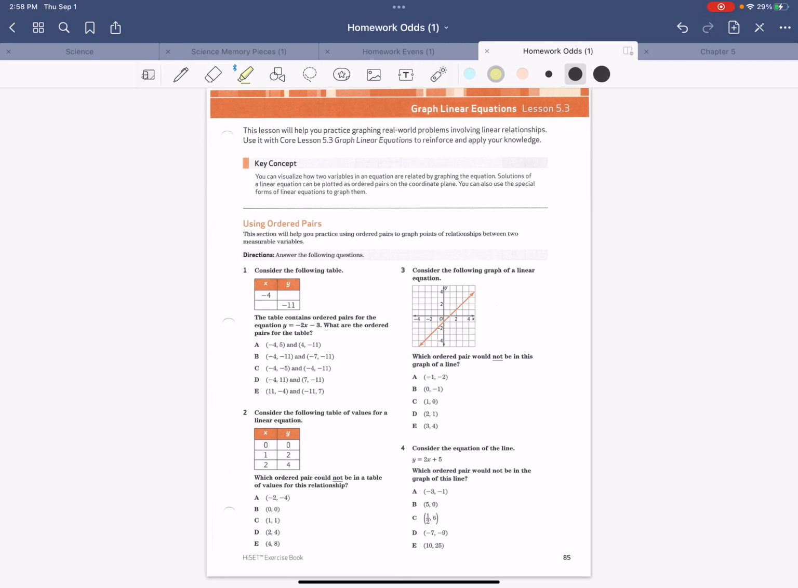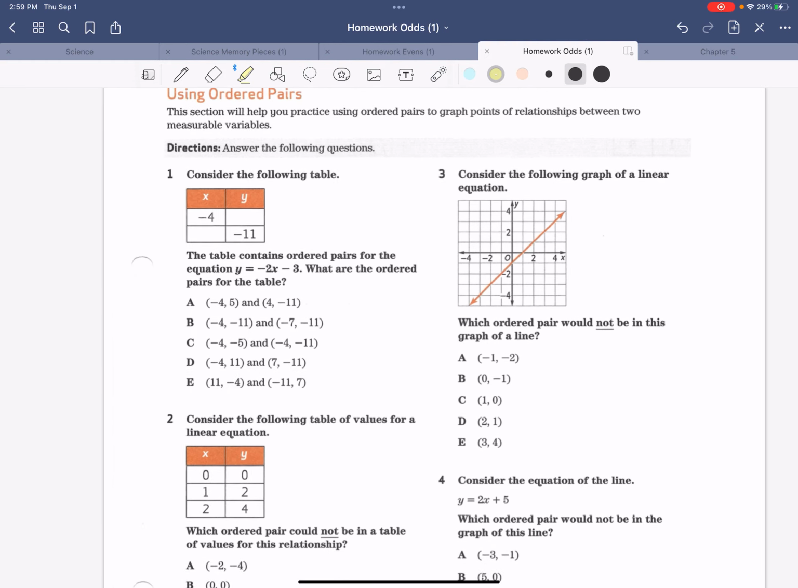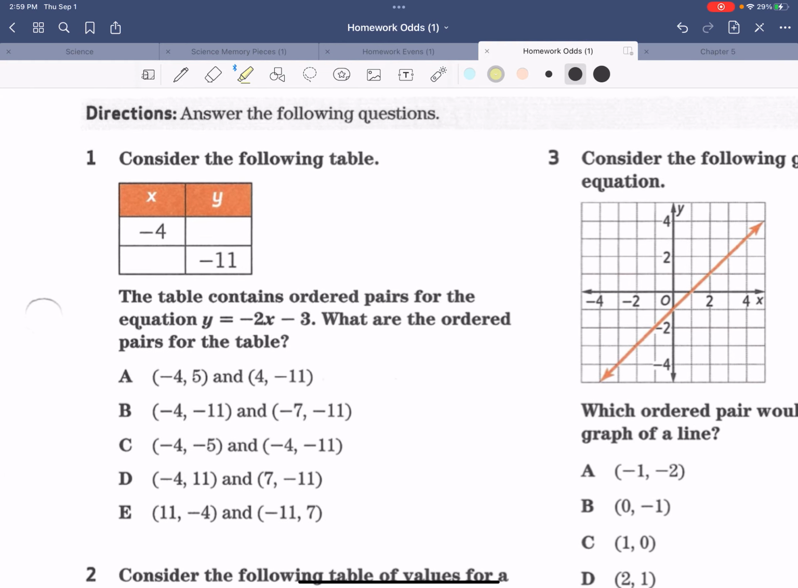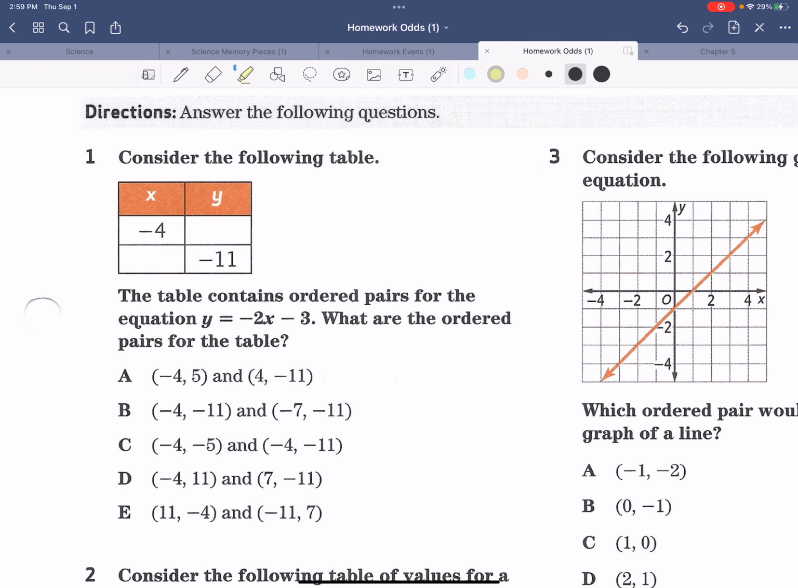Okay, we are ready to start on page 85 of the exercise book. And this one is about graphing linear equations. And in the first section, we are using ordered pairs. This is on page 85 of the exercise book. The table contains ordered pairs for the equation. What are the ordered pairs for the table?